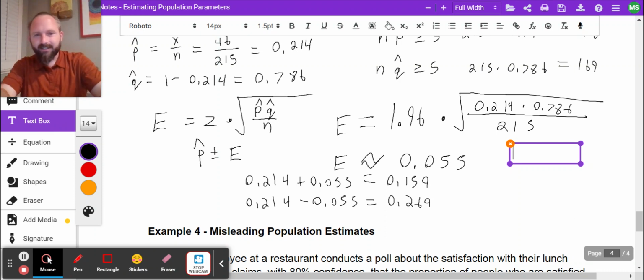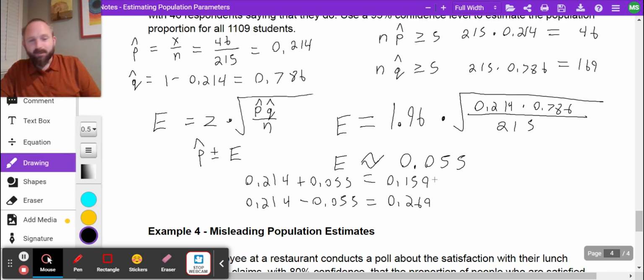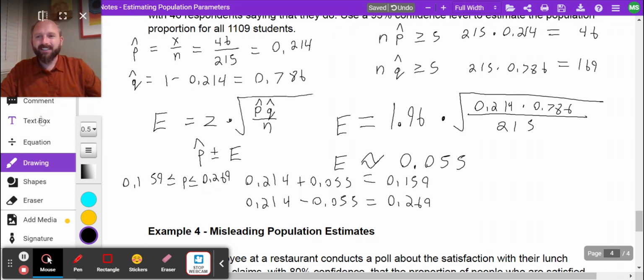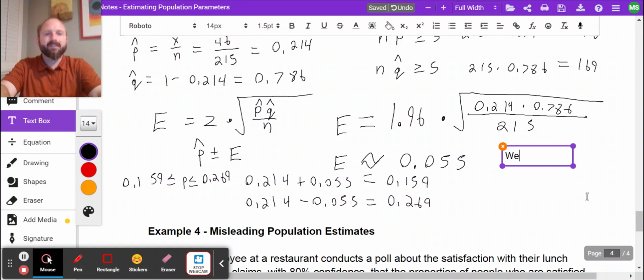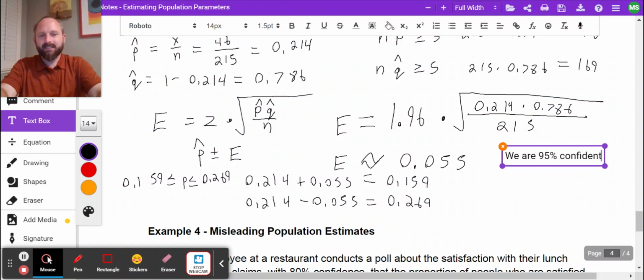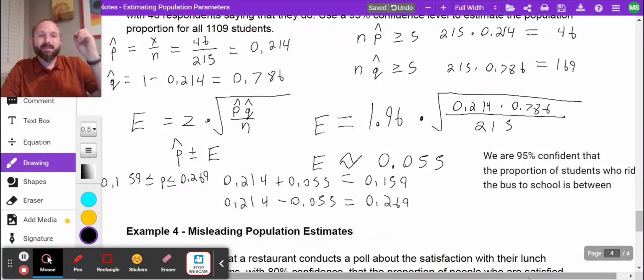We have a 95% confidence interval that the population proportion is going to be between 0.159 and 0.269. So we are 95% confident that, and I'll pause it and type it up, all right? So we are 95% confident that the proportion of students who ride the bus to school is between 15.9% and 26.9%.